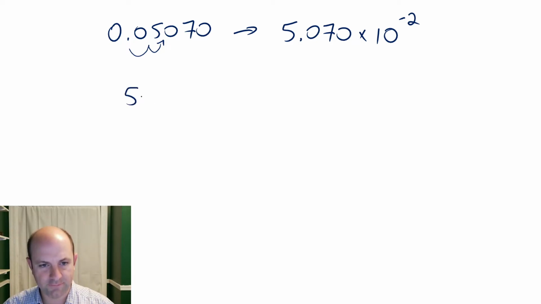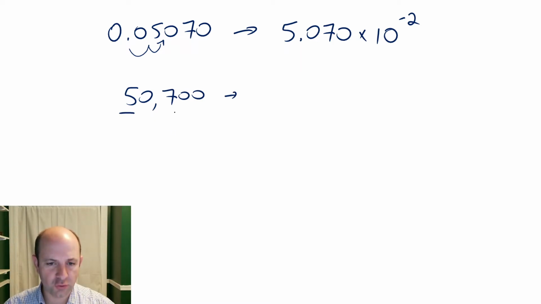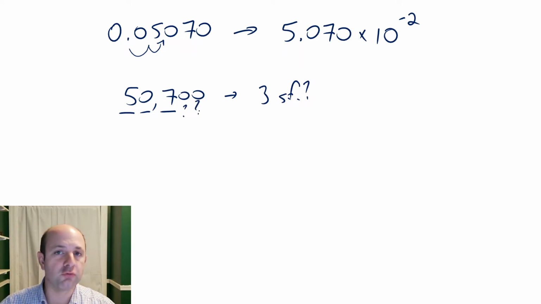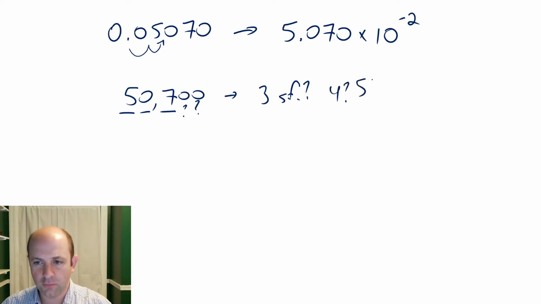Like we said, if we had 50,700. Well, this one, we know the 5 for sure. We know the 7 for sure. We know the 0 for sure. So it could be 3 sig figs. But we don't know about those last 2 zeros. There was no rule to tell us about them. So it could be 3, could be 4, could be 5.